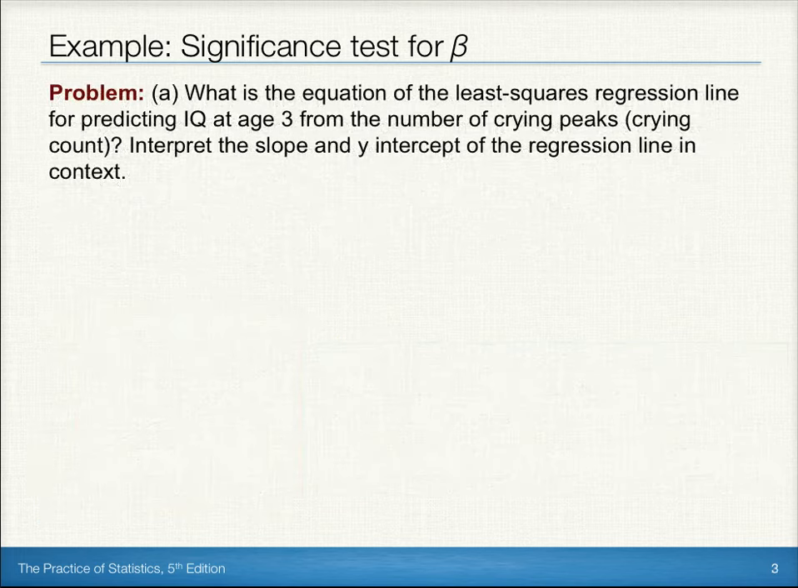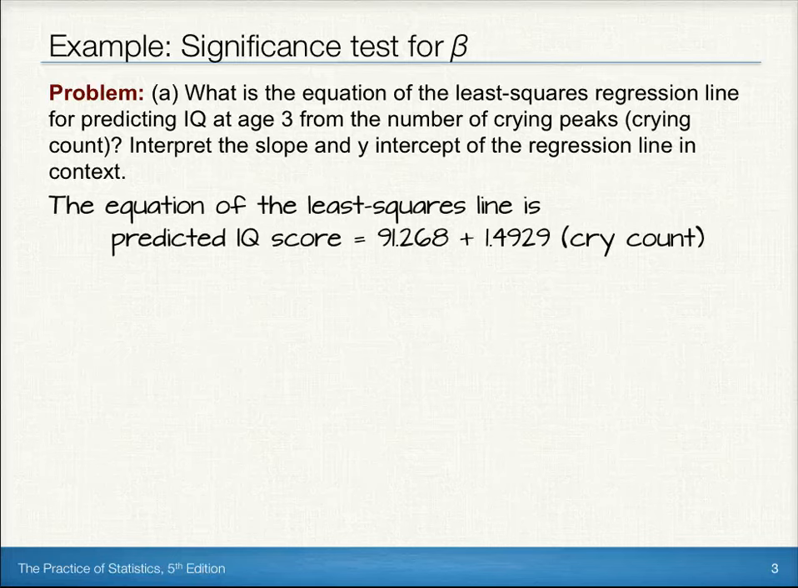To start with, let's look at the equation of the least squares regression line for predicting IQ at age 3 from the number of crying peaks. Then we'll interpret the slope and y-intercept in context. From the Minitab output, the equation of the least squares regression line is predicted IQ score equals 91.268 plus 1.4929 times the cry count.